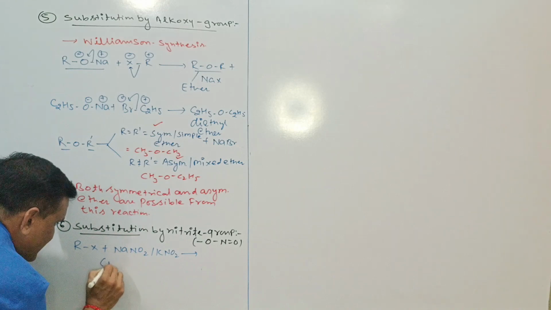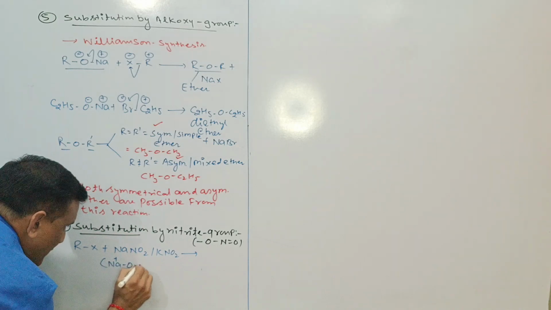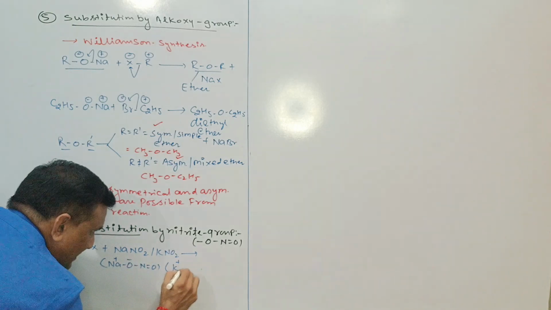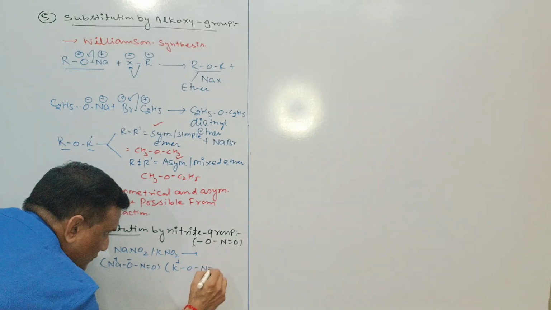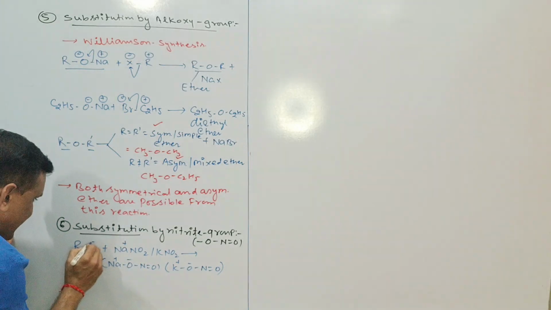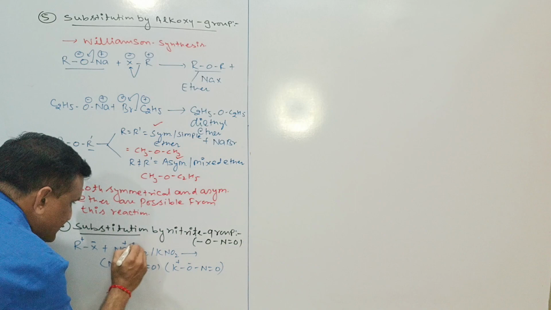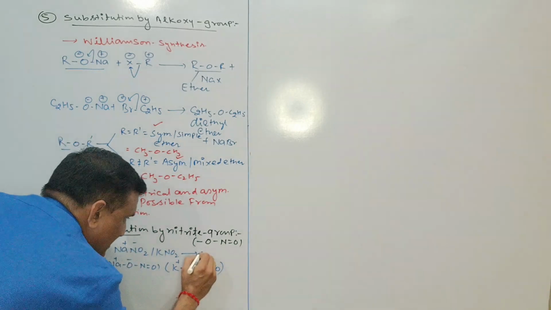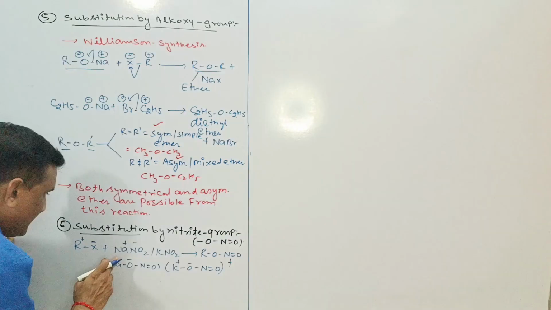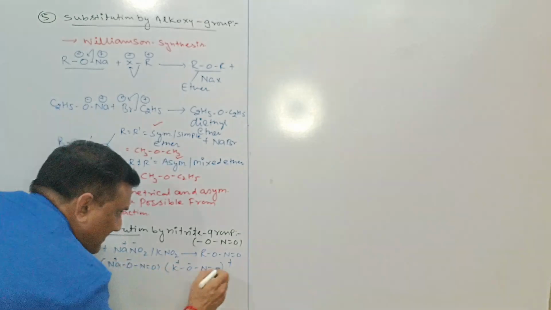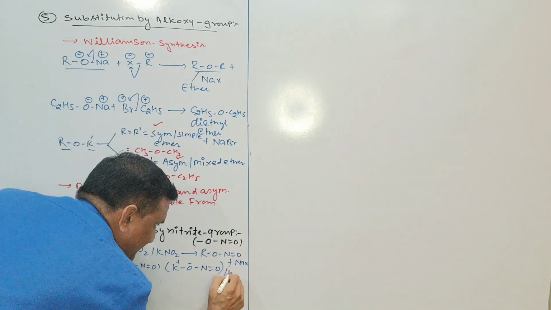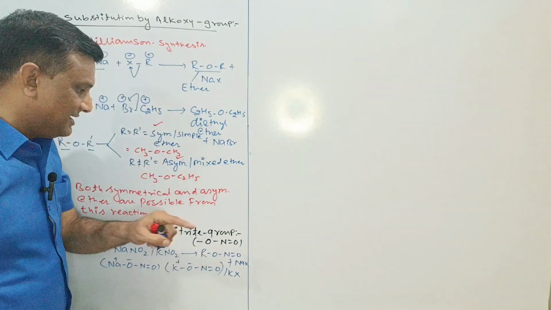These will be dissociated as follows: Na plus and ONO minus, and K plus and ONO minus. By the removal, there will be formation of RONO, alkyl nitrite. If we are using NaNO2, there will be formation of NaX, and for KNO2, there will be formation of KX. This is the alkyl nitrite.